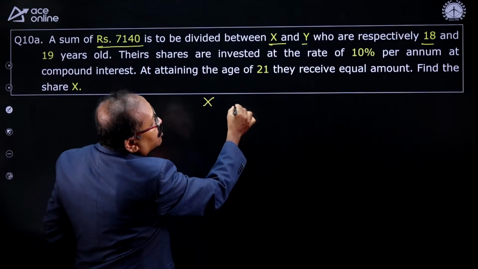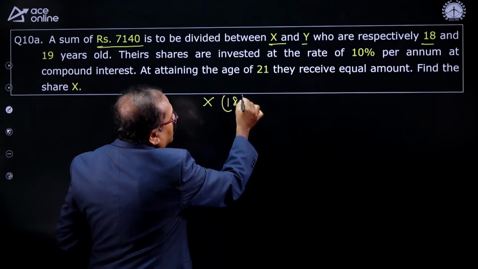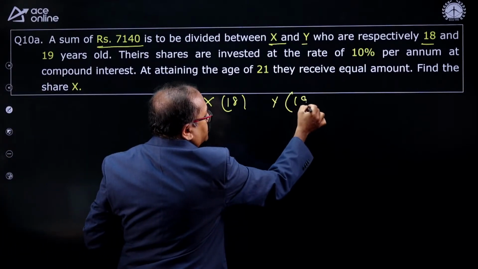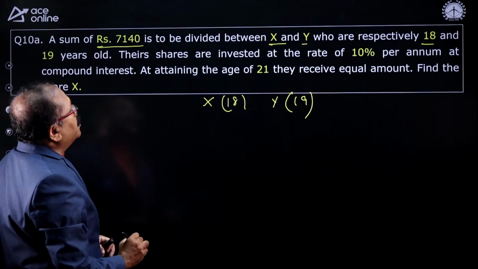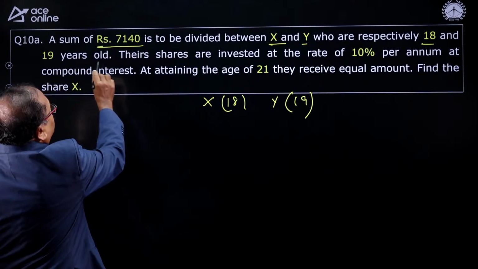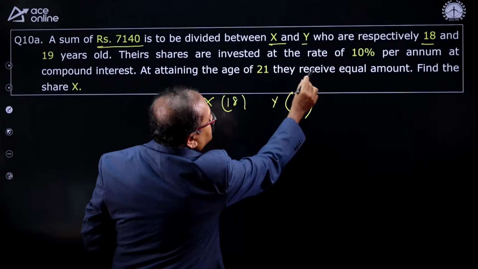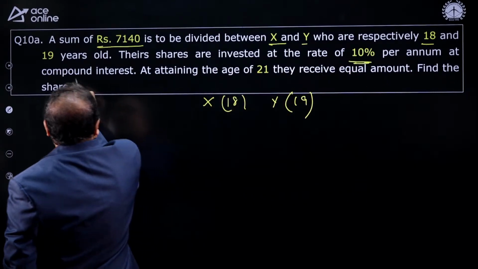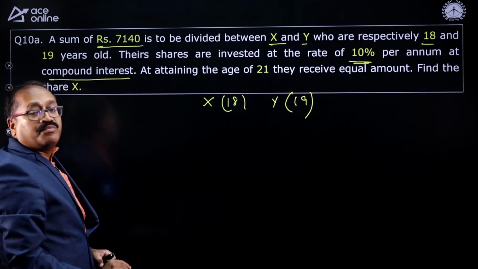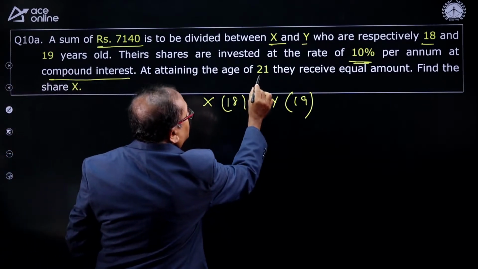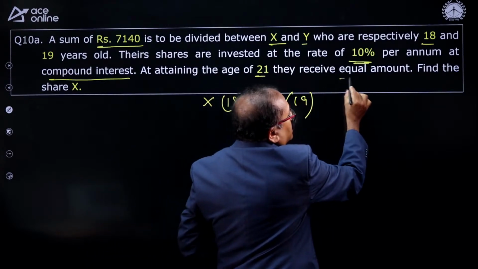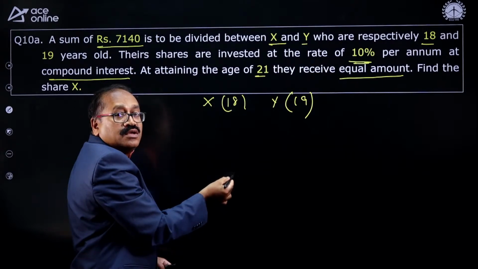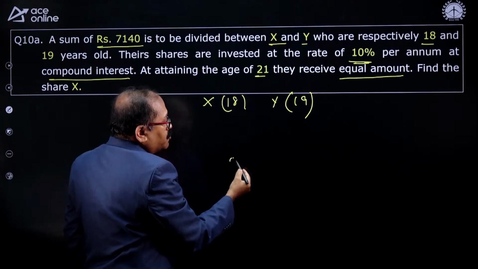So, X's age is how many years? 18 years. And Y's age is how many years? 19 years. I am just writing the question here. Now, you will understand how to approach it. Their shares are invested at the rate of 10% per annum at compound interest. On attaining the age of 21, they received an equal amount. At the age of 21, how many years will X be? That is the total 21 years.